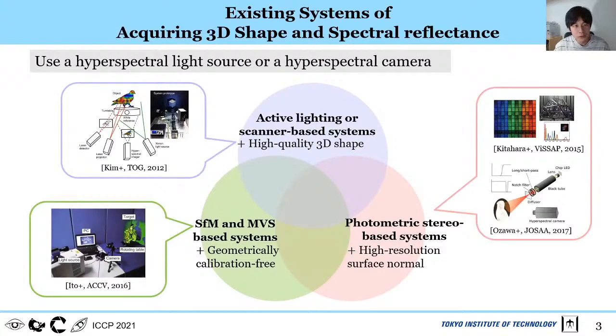Here we introduce the existing systems for acquiring both 3D shape and spectral reflectance. We classify them into active lighting or scanner-based systems, SFM and multi-view stereo-based systems, and photometric stereo-based systems. However, these existing systems require expensive special equipment, such as a hyperspectral camera or a hyperspectral light source.